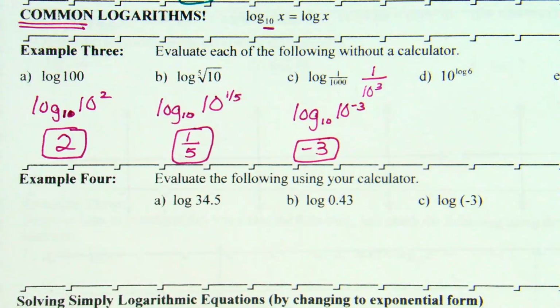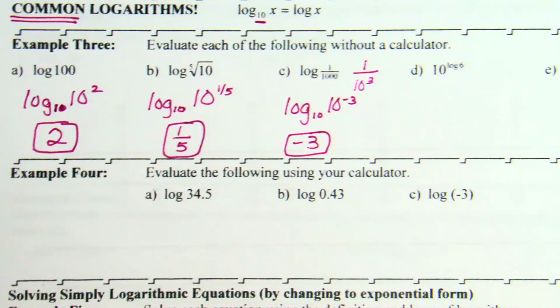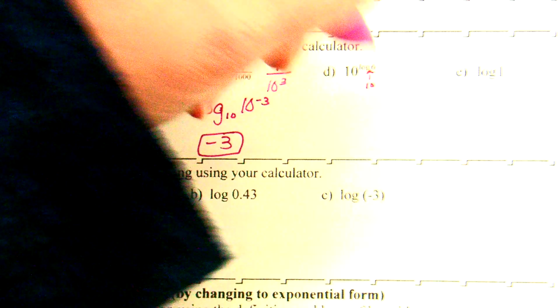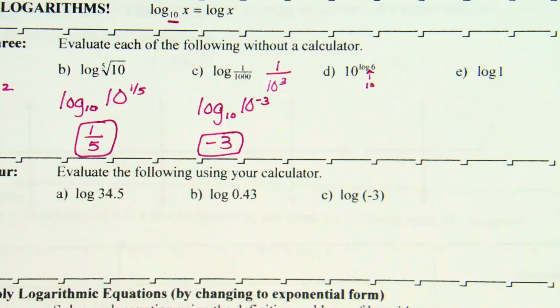10 to the power of log 6. What do you need to remember to do this problem? Okay, it's similar to D from the above group. Property number 4 from those properties up there. That log 6, what base is log 6? It's a 10. So, base 10, they match. What does this equal? 6. And log of 1, any base? 0.